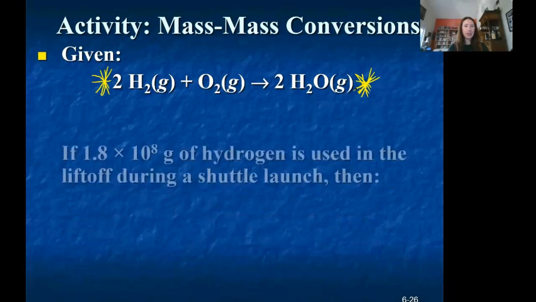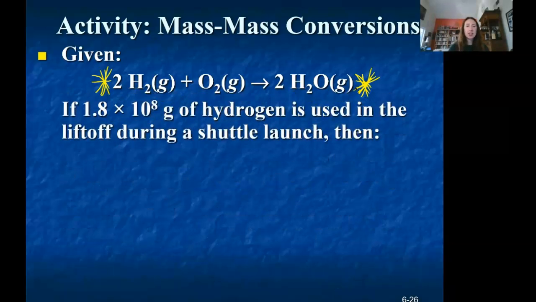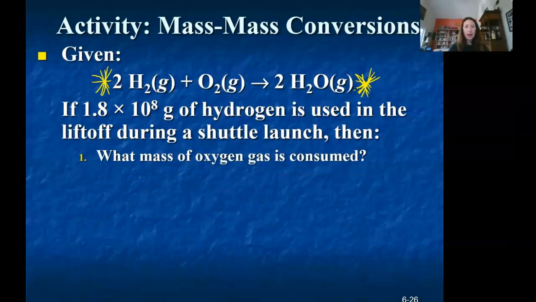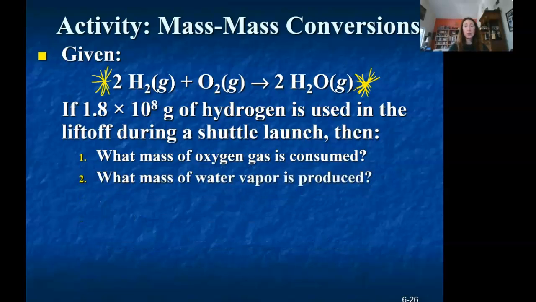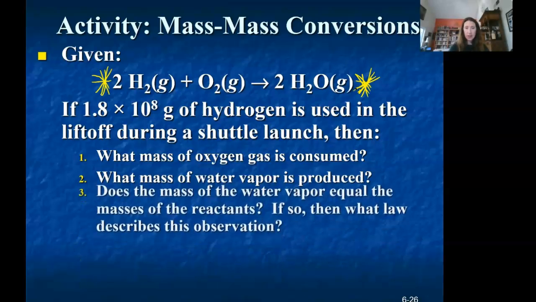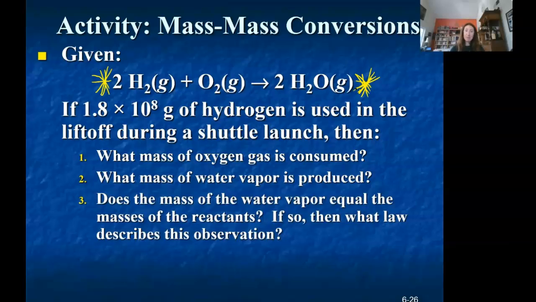Okay, but now we're going to use this in the shuttle launch. So in the shuttle launch, 1.8 times 10 to the 8th grams of hydrogen is used in the liftoff during a shuttle. I want to know the mass of oxygen that's consumed. I want to know the mass of water vapor produced. And then I want to know, does the mass of the water vapor equal the mass of each reactant? And if it does, what law describes this observation? So this is a 3-part question.